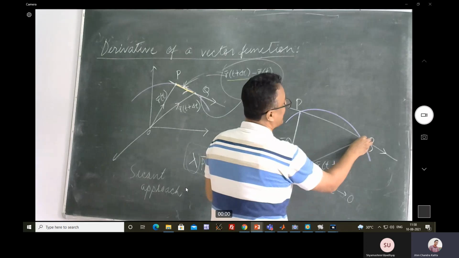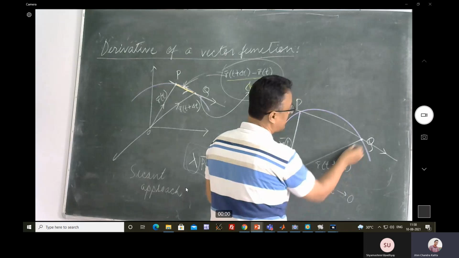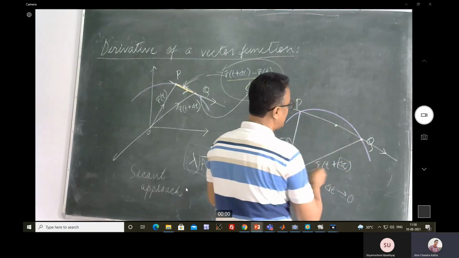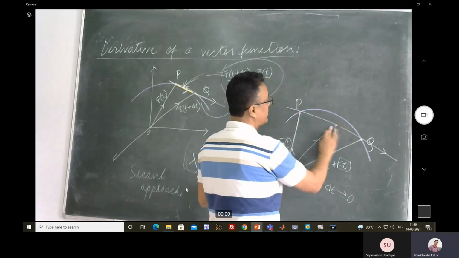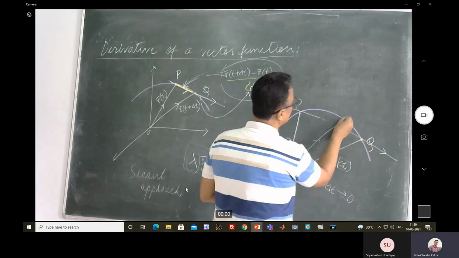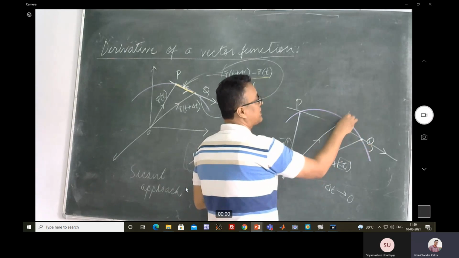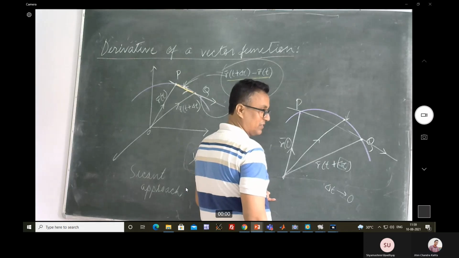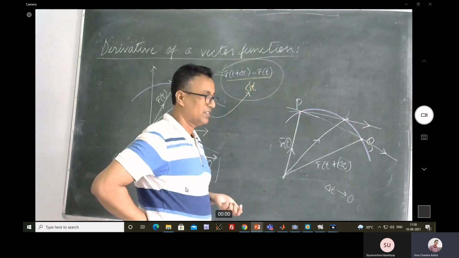suppose I am considering this delta t and I make it smaller, then what is going to happen? Earlier it would have been at this location, before reaching the point Q. The particle was at this point. So then my secant vector would have been something like this.